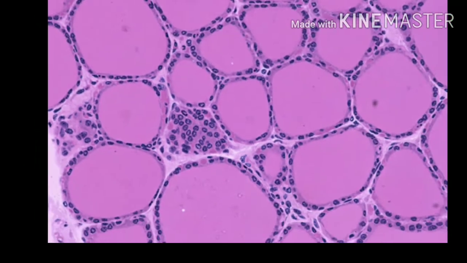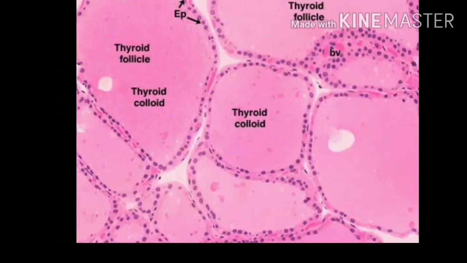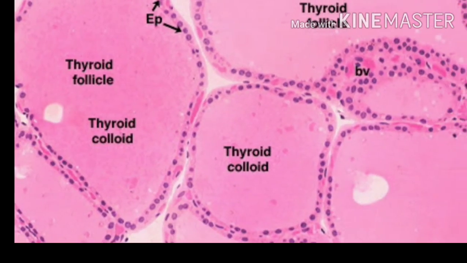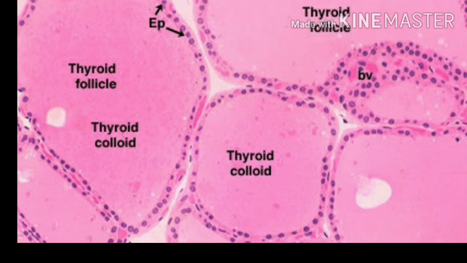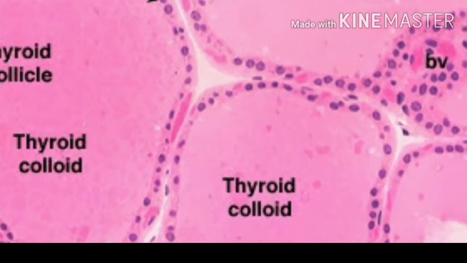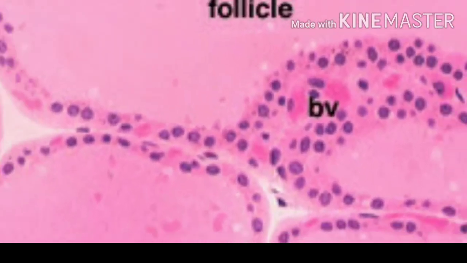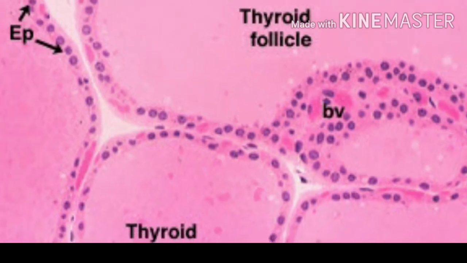So this is the thyroid gland. This is another histological image. The thyroid colloid, thyroid follicle, thyroid colloid again, thyroid follicle, and this is the epithelium, the cuboidal follicular epithelium. And here the red color in between the follicles is the blood vessels.